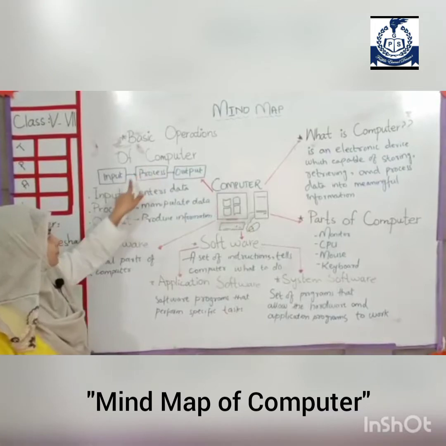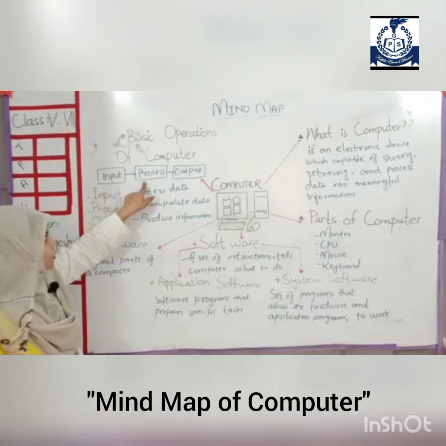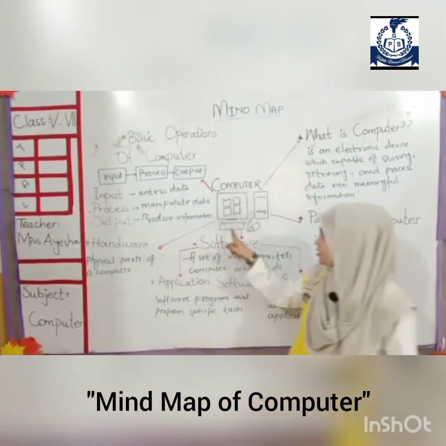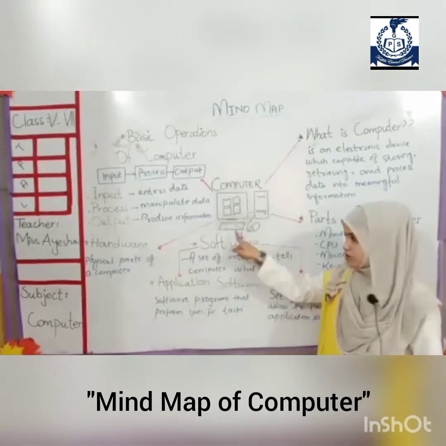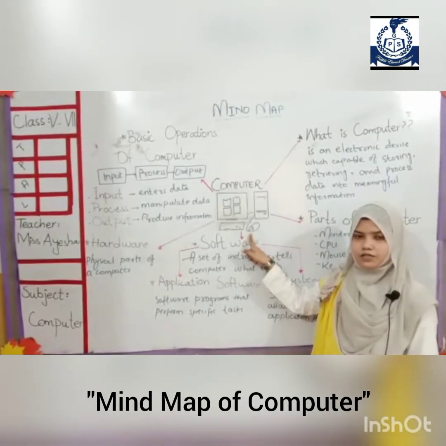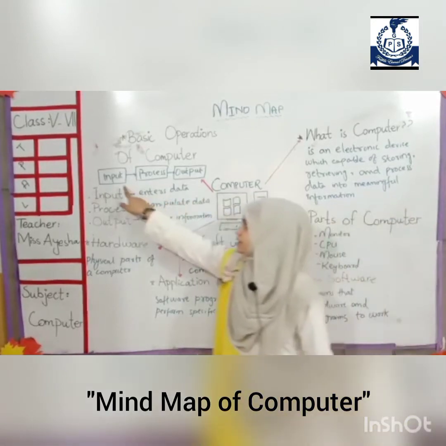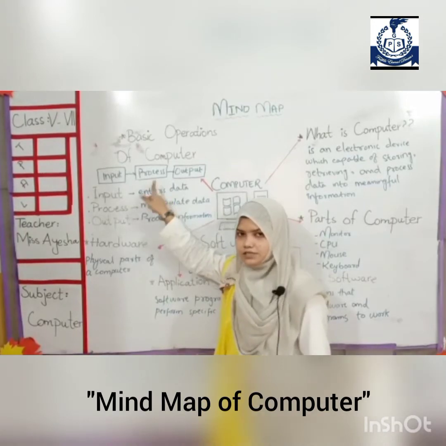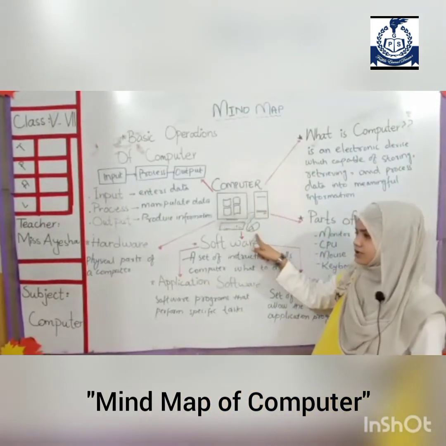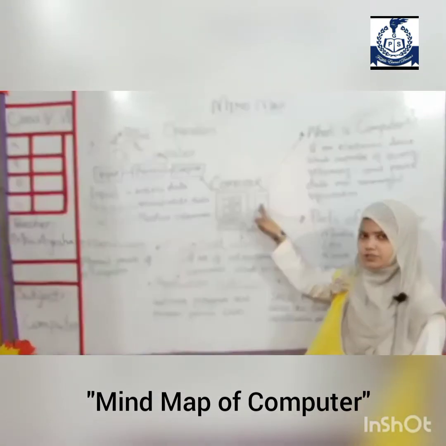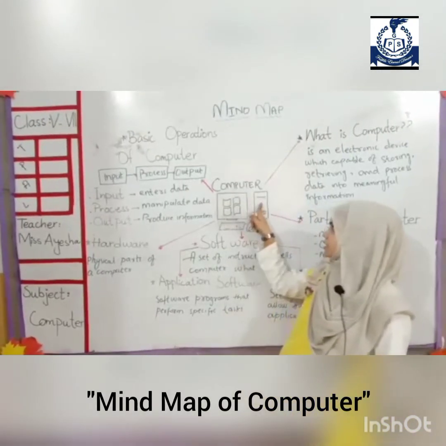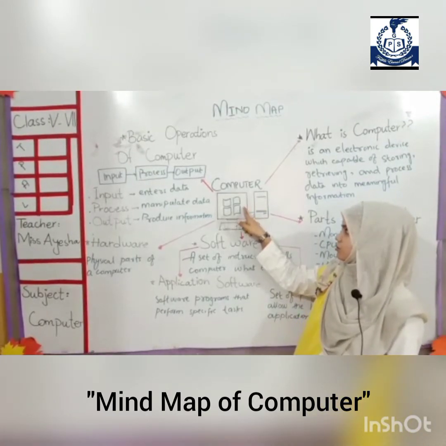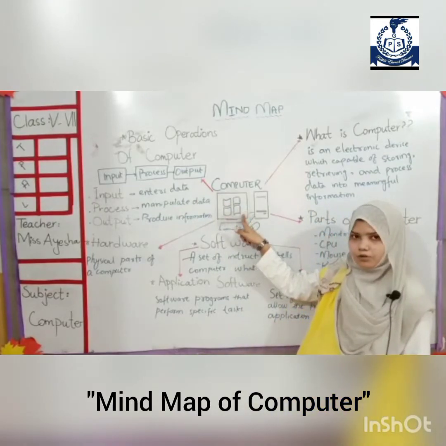Basic operations of computer. Basic operations of computer are input, process and output. First we give the input to a computer through our input devices, keyboard and mouse. Through our keyboard and mouse we give the instruction to a CPU. CPU gets the input and starts working on it. This step is called the process. And then when it completes the process, it gives the output and we can see our output on a monitor screen.